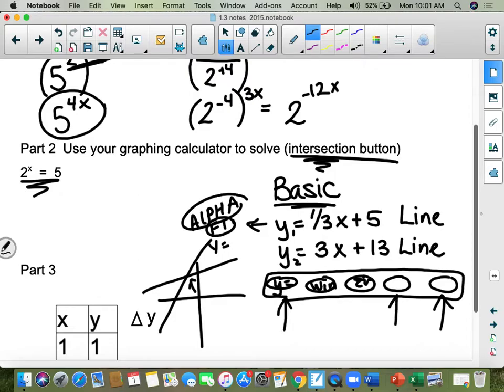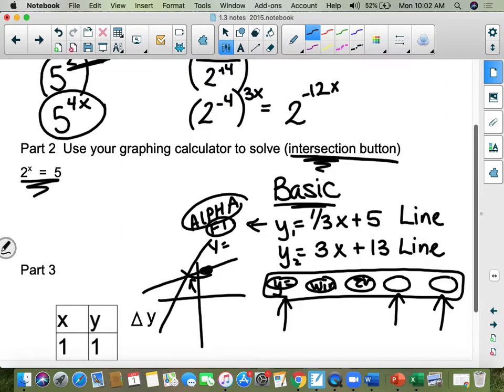Do you see this button over here? I want you to hit second, calculate. So you have to hit second, calculate. And you see that the word intersect is number 5 down there, so hit intersect. And now you have a blinking light, like I have my blinking light right here. I'm going to move my little cursor to where I think it's going to intersect. And then once I have it where it's intersecting, I just hit the enter button.